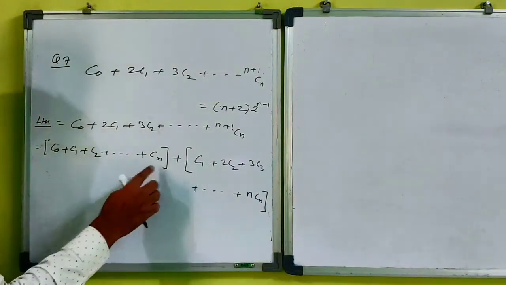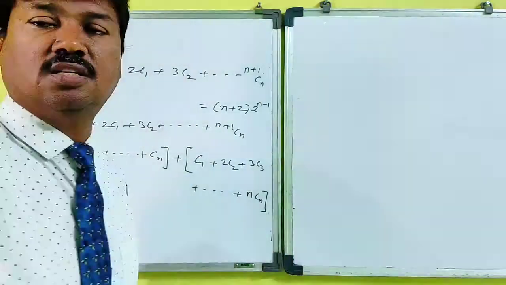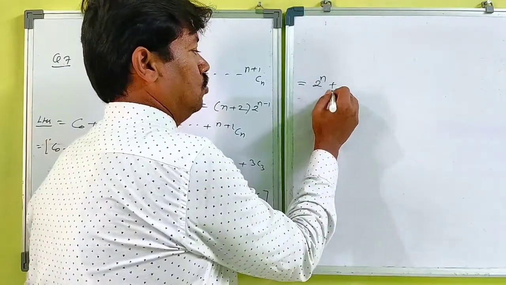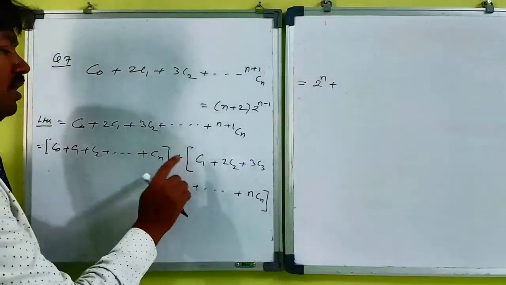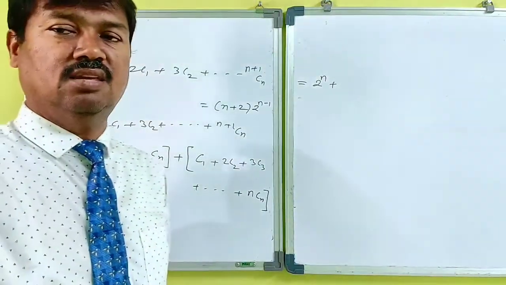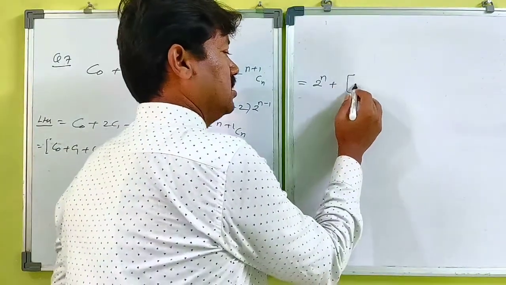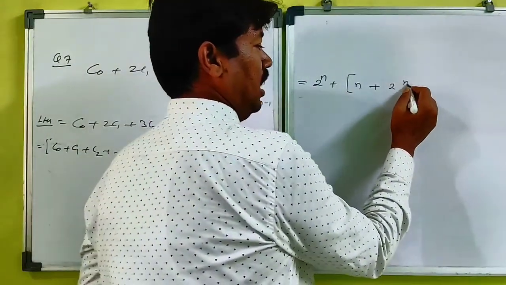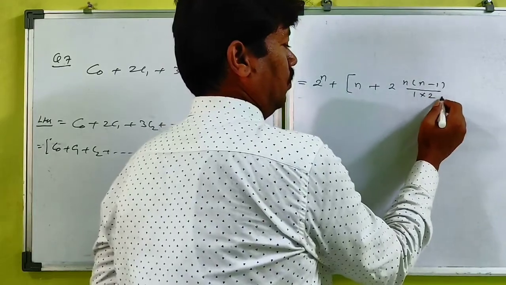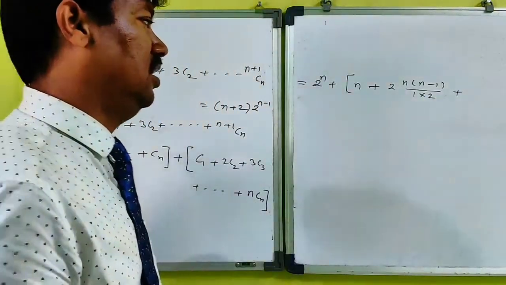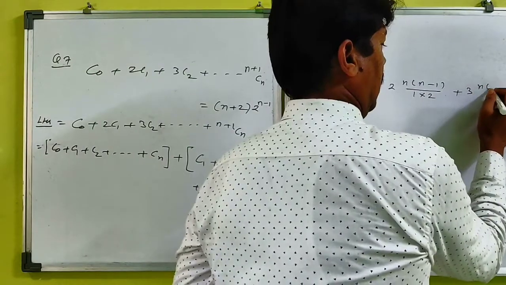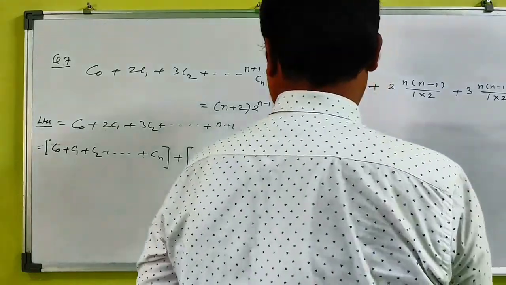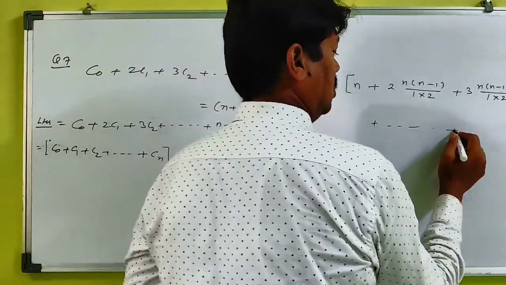Now what is the value of this? C0 + C1 + C2 + C3 up to Cn, the value of that is 2 raised to n. And what is C1? C1 is nothing but nC1, so nC1 is nothing but n. 2C2 is nothing but 2 into n(n minus 1)/(1 into 2). Similarly, 3C3 is 3 into n(n minus 1)(n minus 2)/(1 into 2 into 3). Like this, the last is nCn.